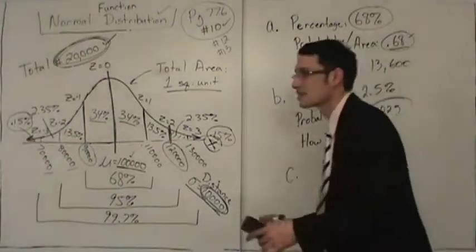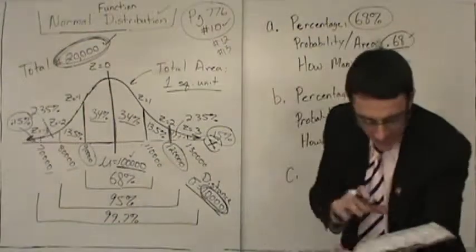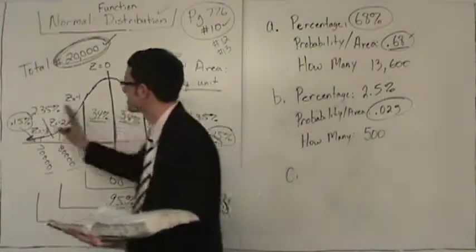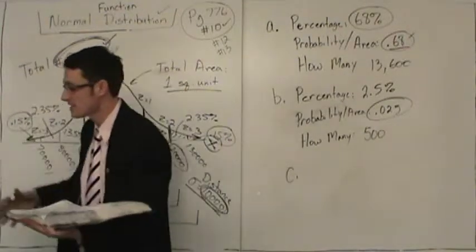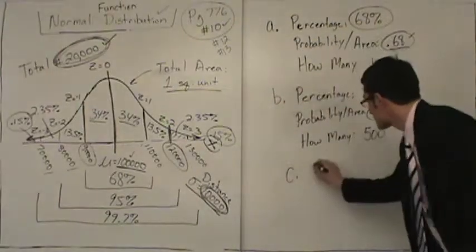Part C, let's get this done and be done. All right, Part C says, how many batteries will last less than 90,000? Less than 90,000 means what? To the left. So Part C, again, we're finding three things. Percentage.